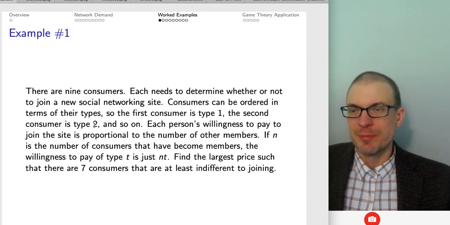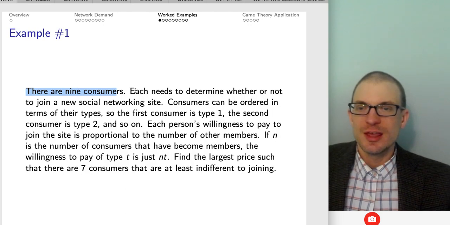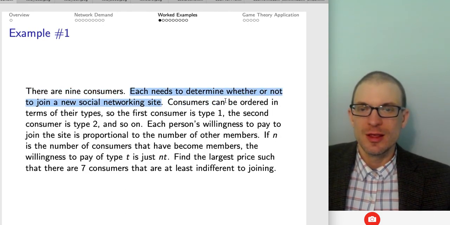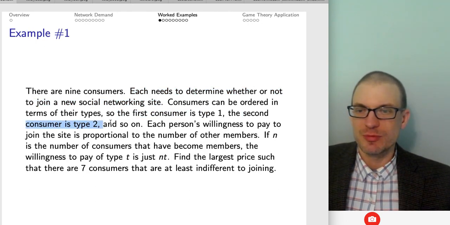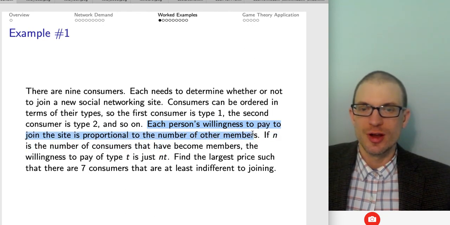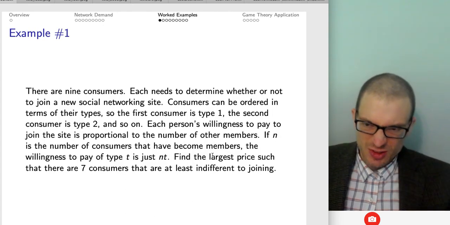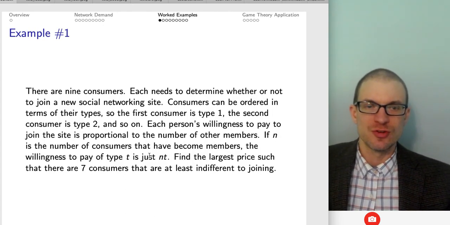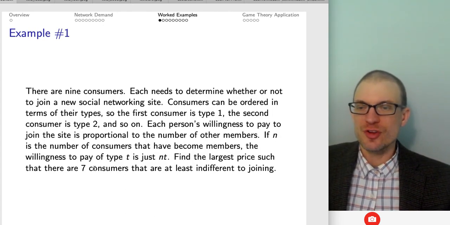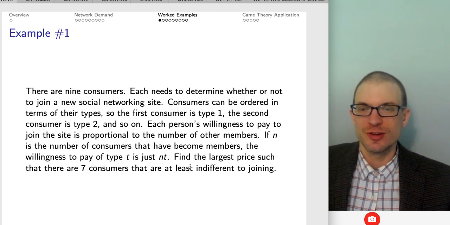All right. So here's some examples. Suppose we have 9 consumers. Each needs to determine whether or not they will join a new social networking site. Consumers can be ordered in terms of their types. The first consumer is type 1, second consumer is type 2, and so on. Each consumer's willingness to pay to join the site is proportional to the number of other members. So if n is the number of consumers that have become members, the willingness to pay for type t is just n times t. Find the largest price such that there are 7 consumers at least indifferent to joining.